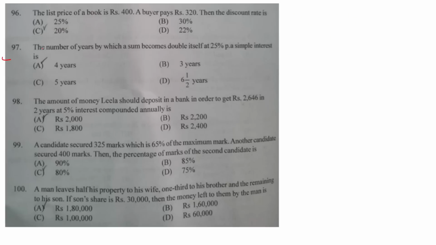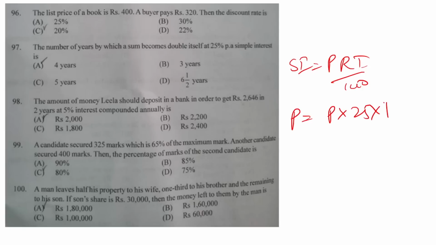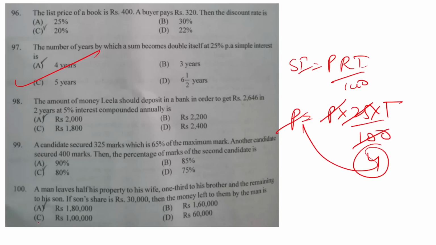Now question number 97: the number of years by which a sum becomes double itself. The amount is 2P and the principal is P, so the interest is 2P minus P, which is P. So SI is equal to PRT by 100. The rate is 25%, the P cancels out, and 25 by 100 is 1 by 4, so T will be equal to 4 years.